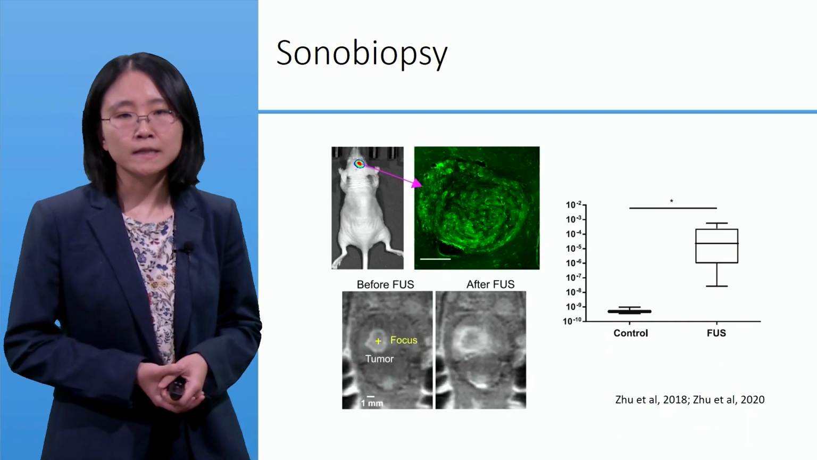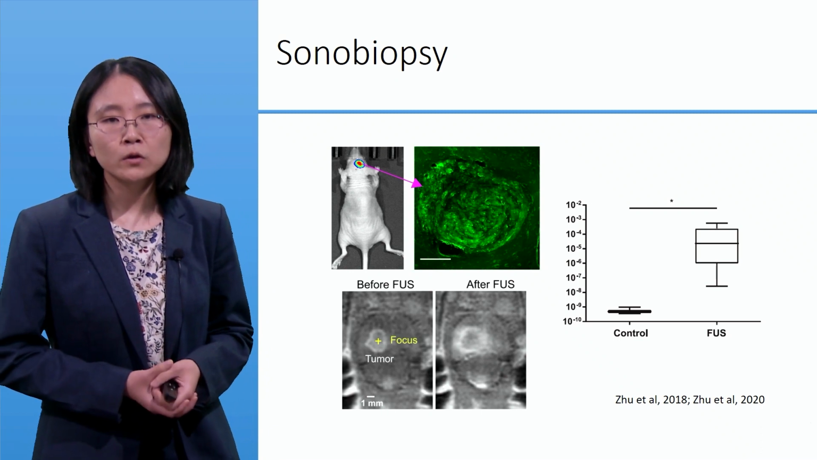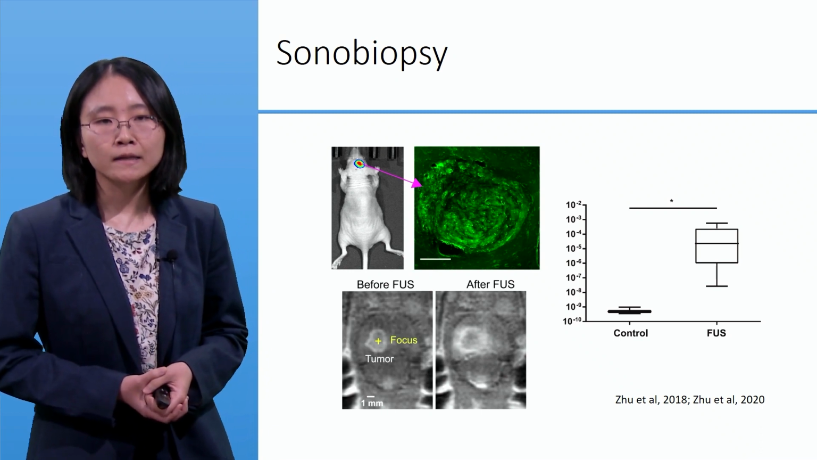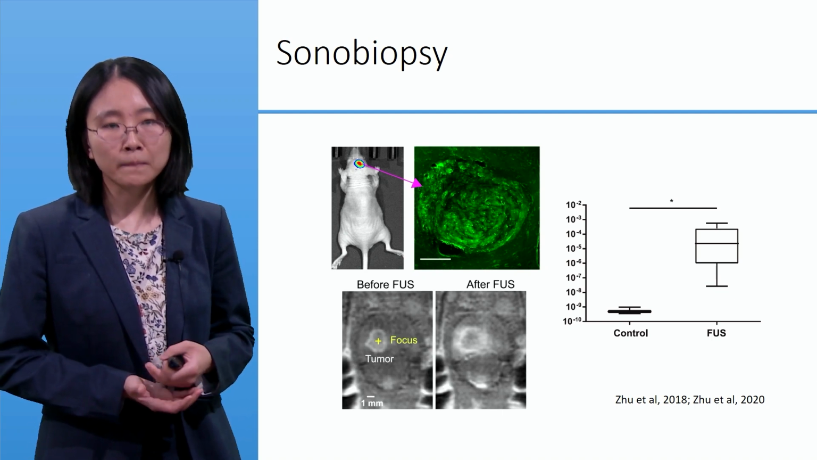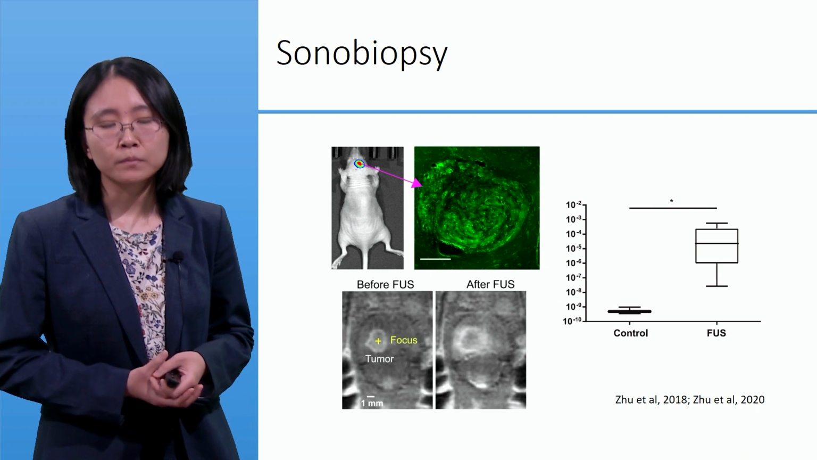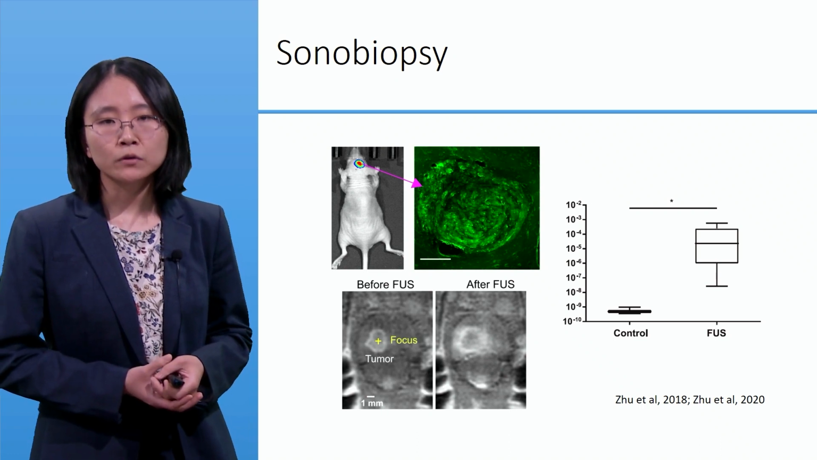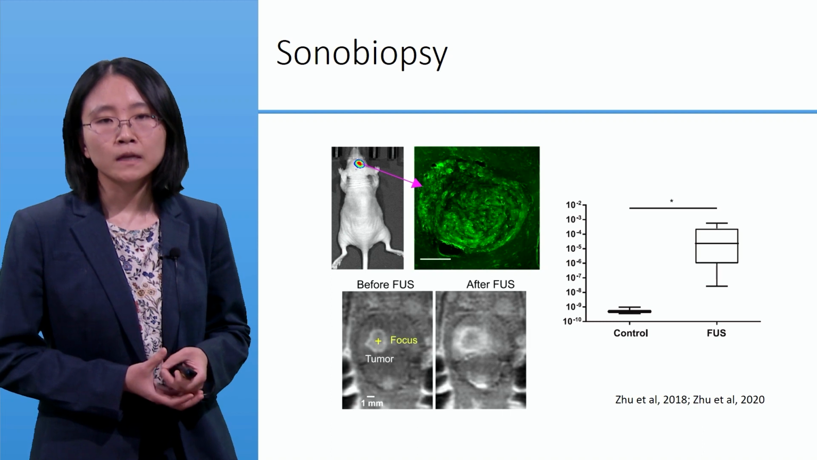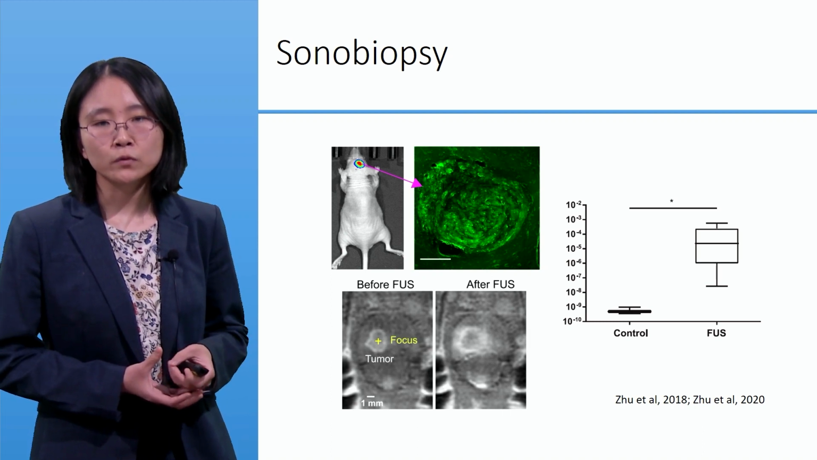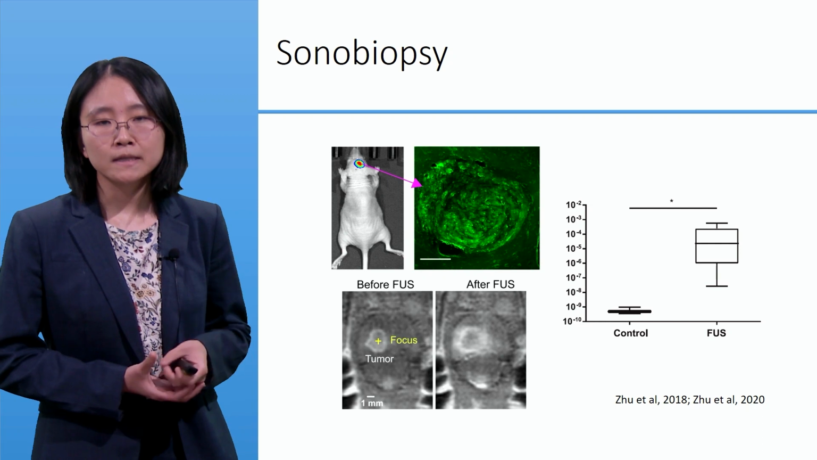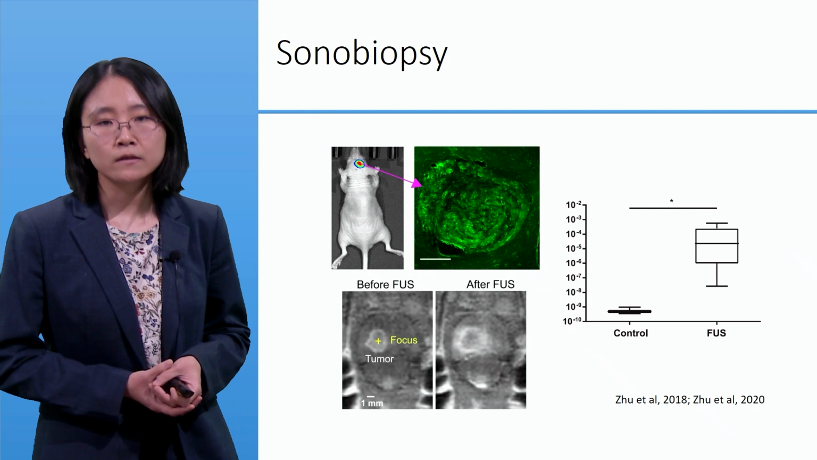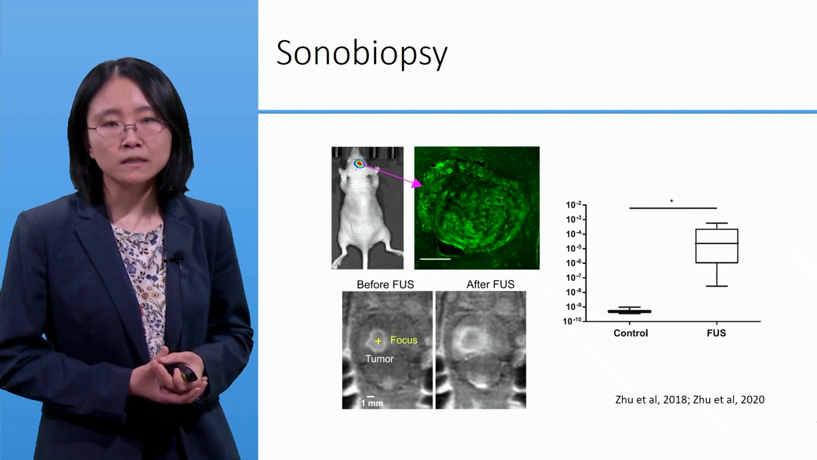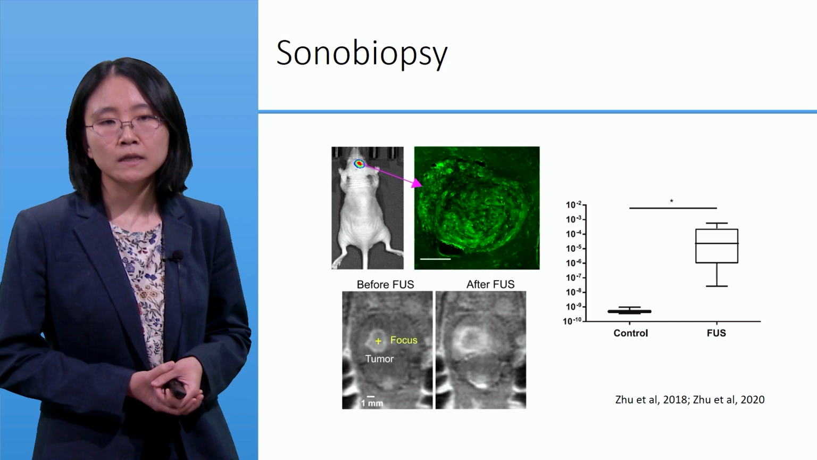So this is the first study that showed that BBB opening with focused ultrasound can allow an increase in brain tumor biomarkers in the blood. So in this study in rodents, GFP-labeled gliomas were implanted into the rodent brain. Focused ultrasound was used to sonicate the tumor, and after which you see a significant increase in the level of GFP mRNA circulating in the blood collection.